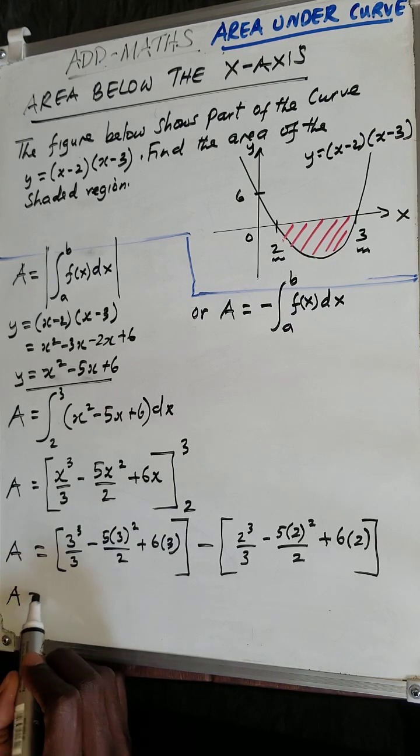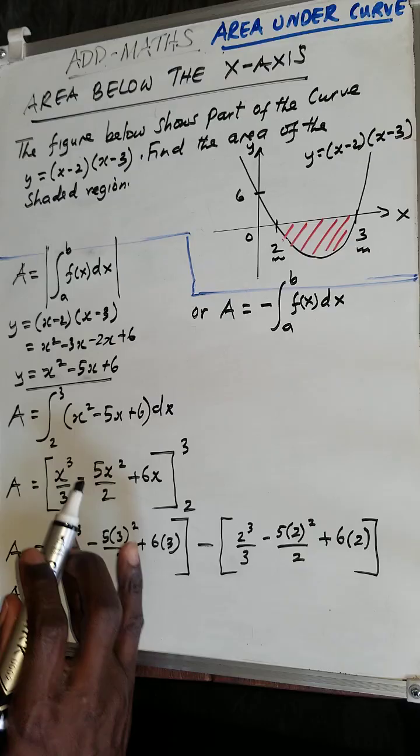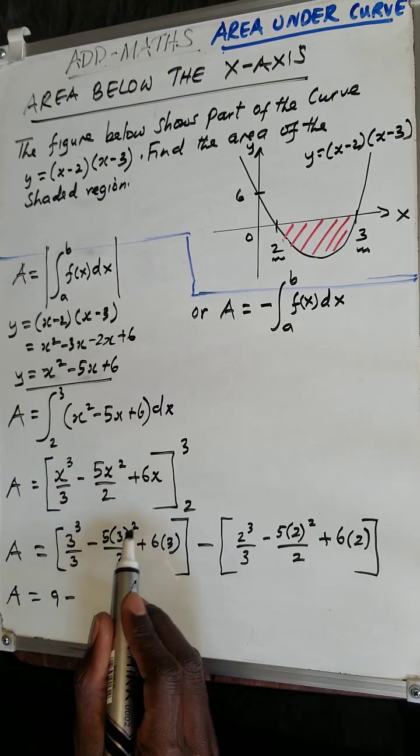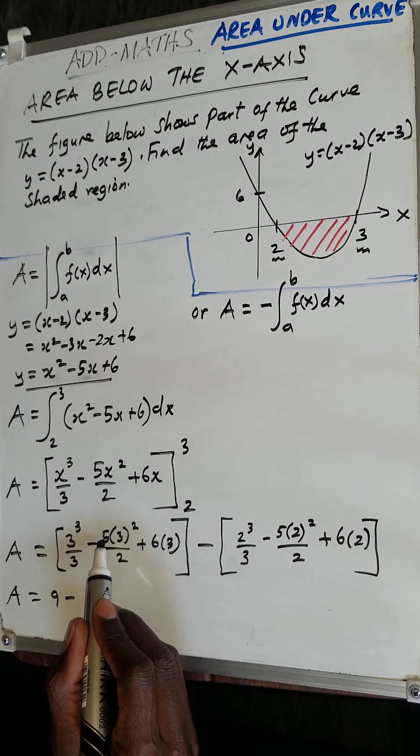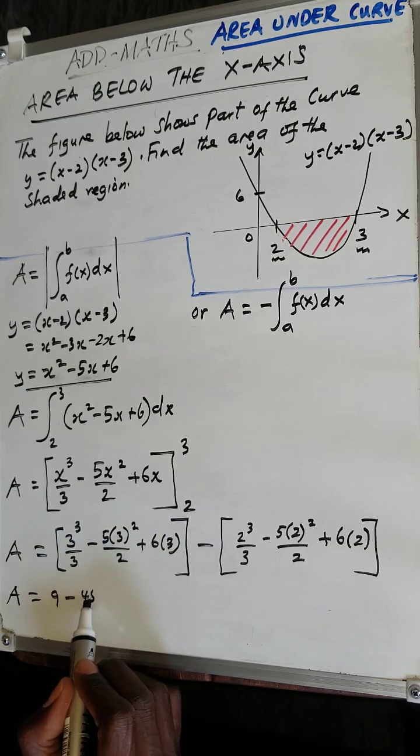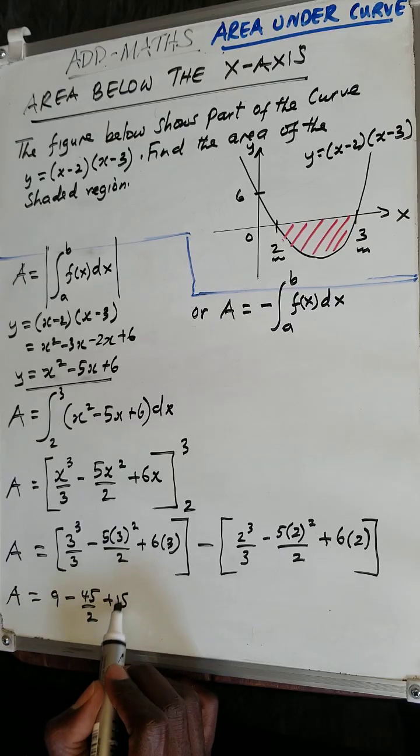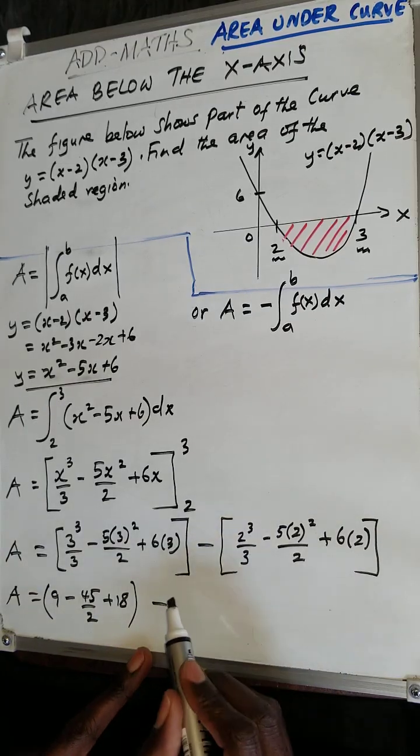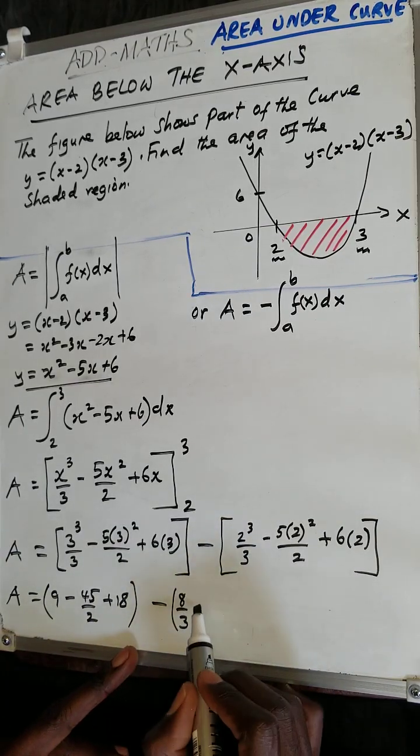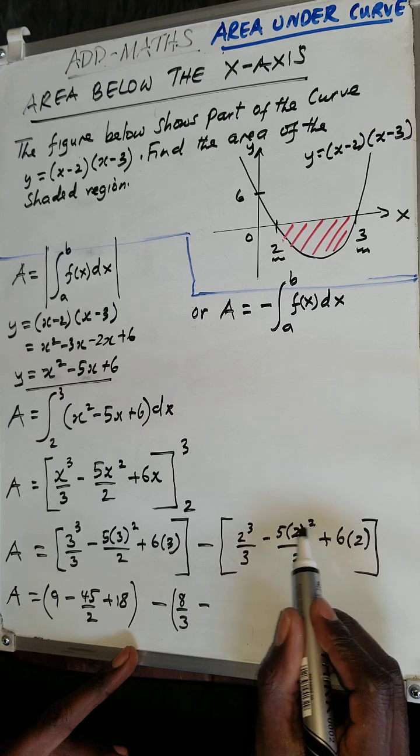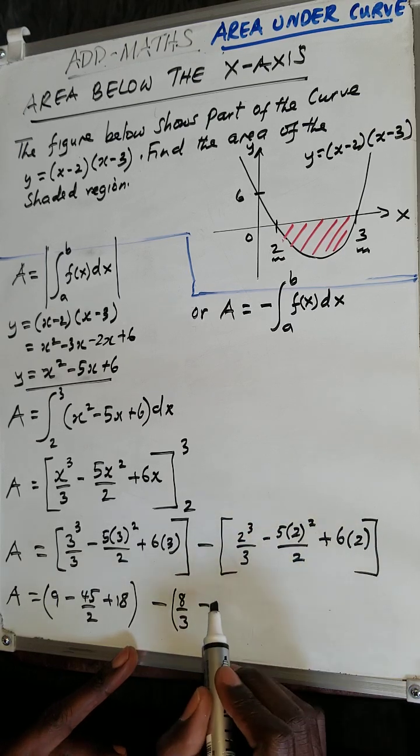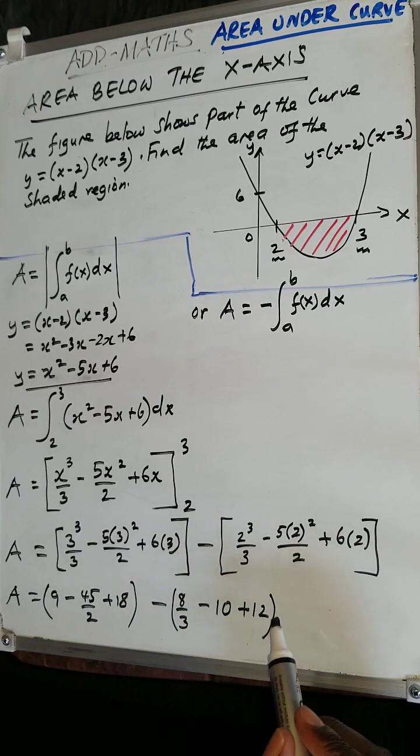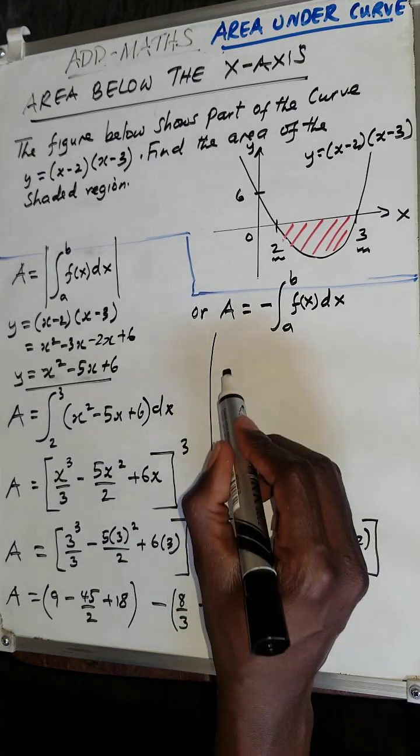So we can try to work that out. 3 cubed gives you 27, and 27 divided by 3 gives you 9, minus 3 squared, that's 9, times 5, that's 45, so 45 over 2, plus 18. This is for the upper bound. Minus, for the lower bound, 8 over 3 minus 2 squared, that's 4, times 5, that's 20, and 20 divided by 2 gives you 10, plus 12. Please, you are at liberty to use a calculator. Let's continue from there.